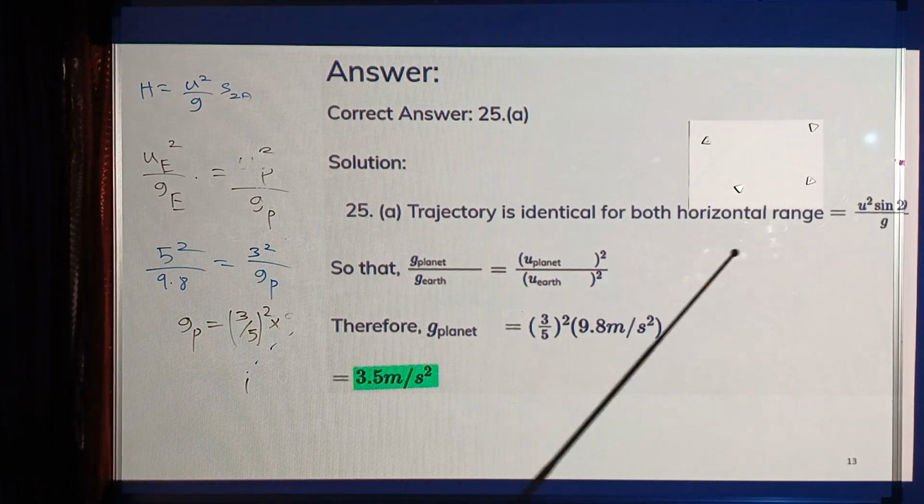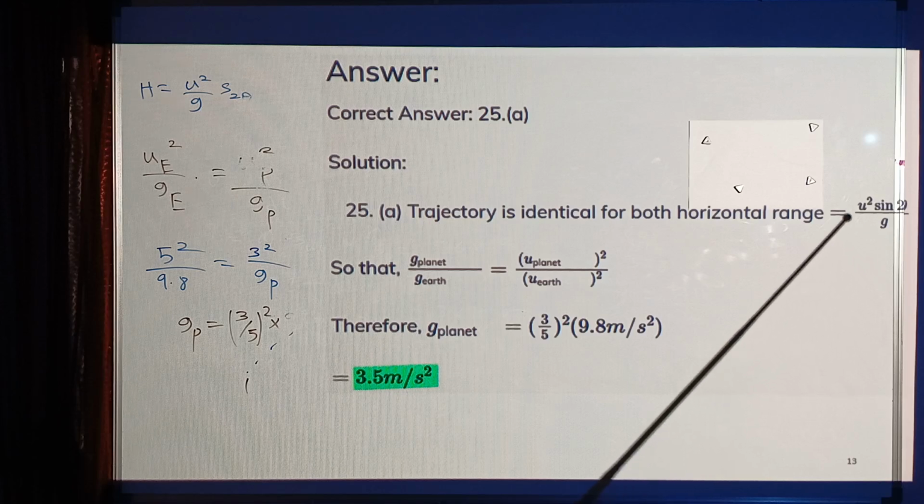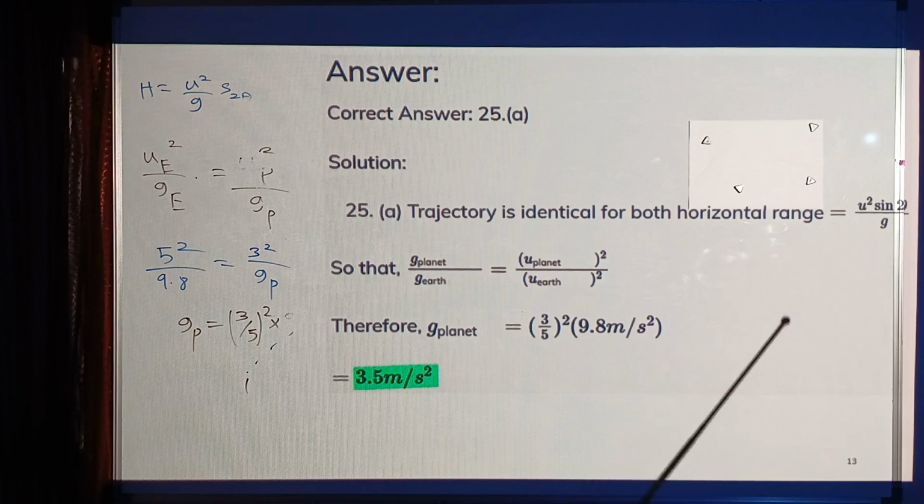So trajectory is identical for both. So horizontal range should be the same. So u square by g sine 2 theta should be the same for both Earth and the planet trajectory. So from this you'll get this ratio. So this will be an approximate calculation and you get the answer as 3.5.